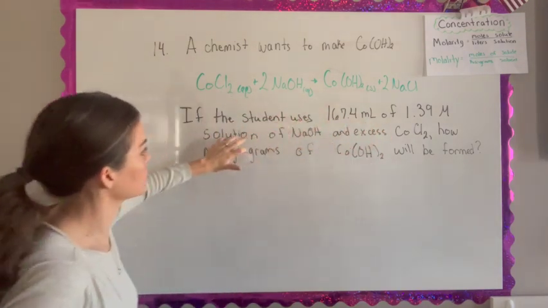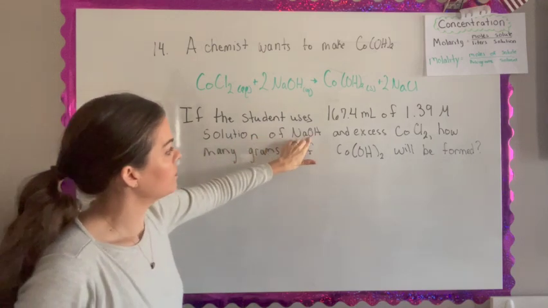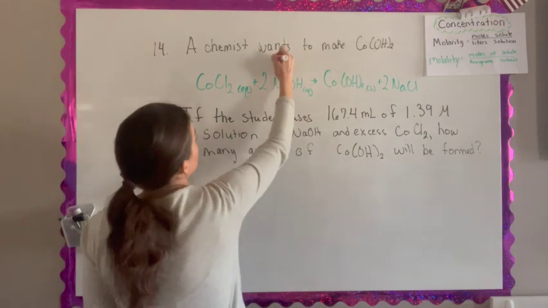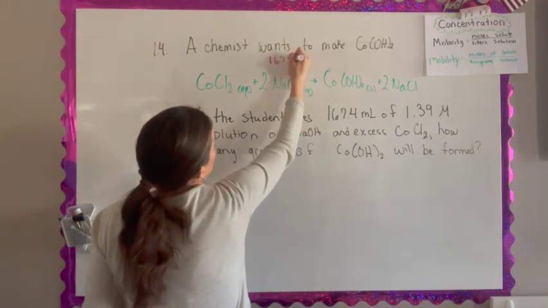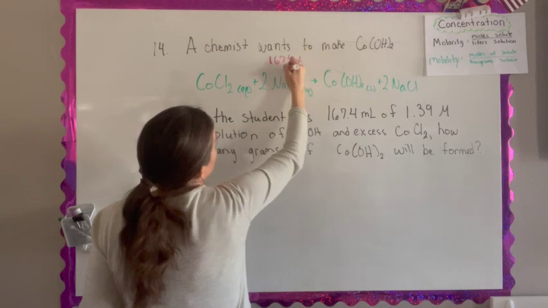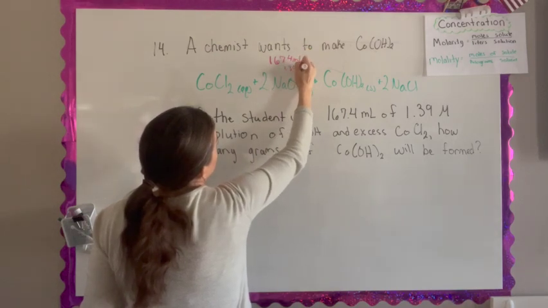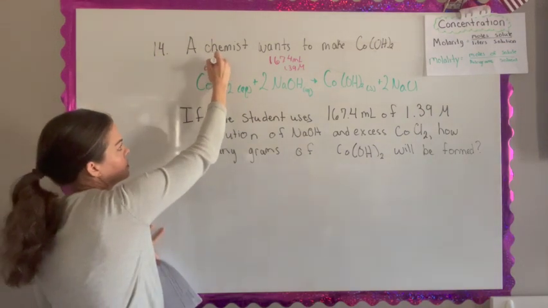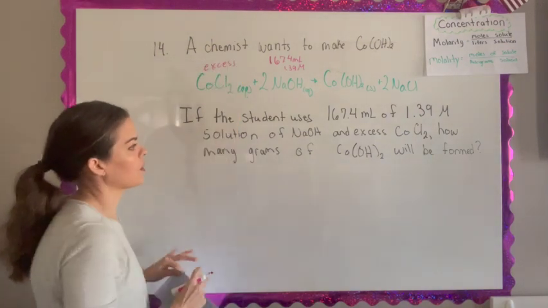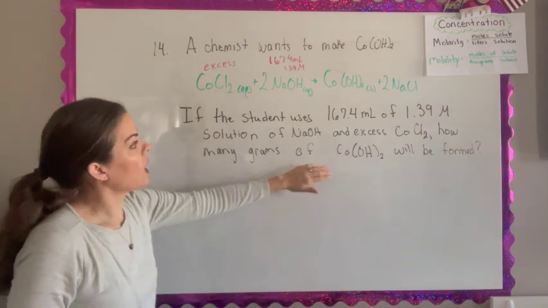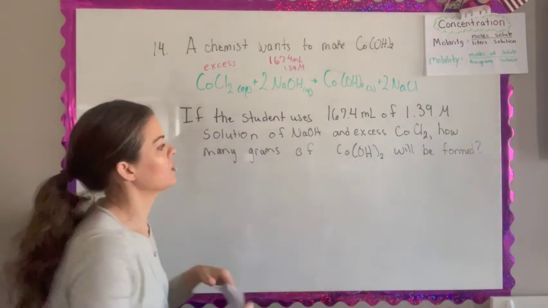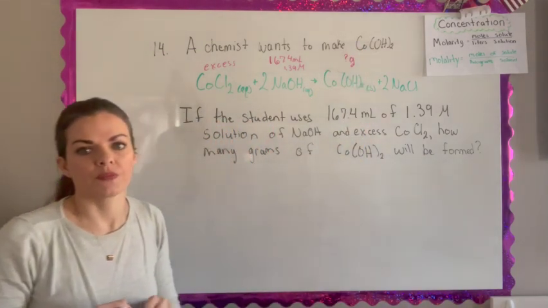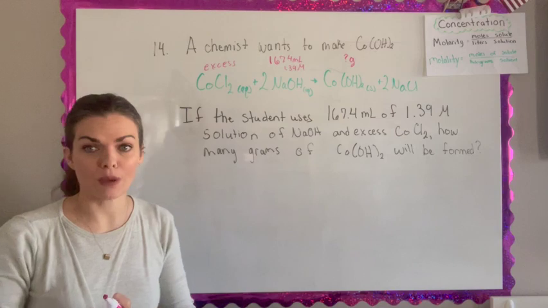So it tells me I'm going to be using 167.4 milliliters of a molar solution of NaOH. That's this one right here. So I'm just going to add that right above it. And I have excess of that reactant. And so I'm looking for how many grams of this are being formed. And so this actually has quite a few steps.